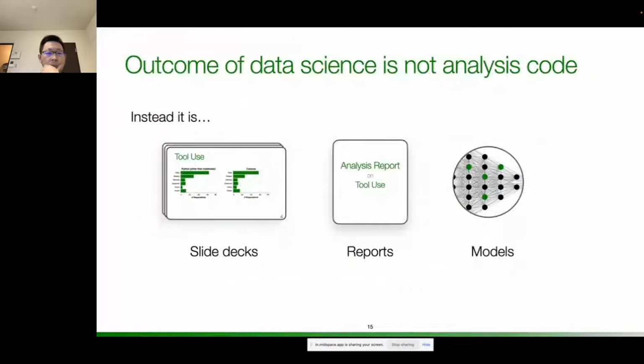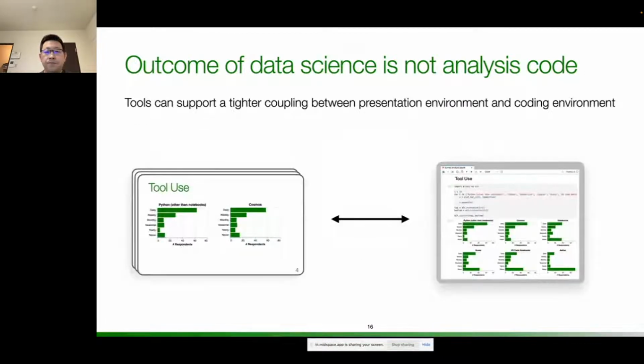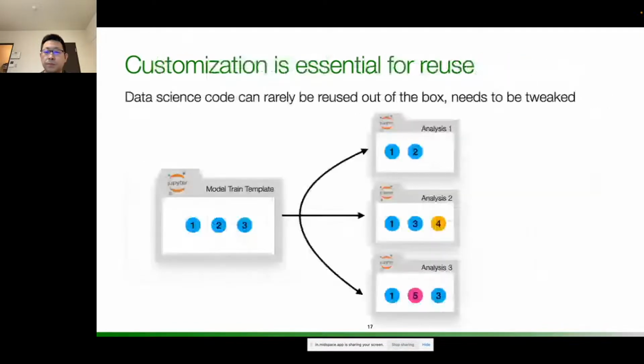So the first is that the outcome of data science is not analysis code. Instead, it's the slide decks that are produced from this analysis, the reports, or the models that are being shared. So it's not actually the code necessarily that's being shared that goes behind these things. But we think that future tools might support a tighter coupling between presentation environments and the coding environments to support a faster analysis iteration.